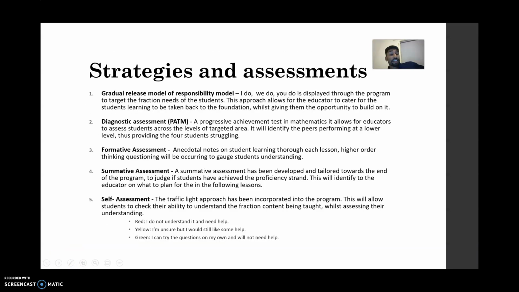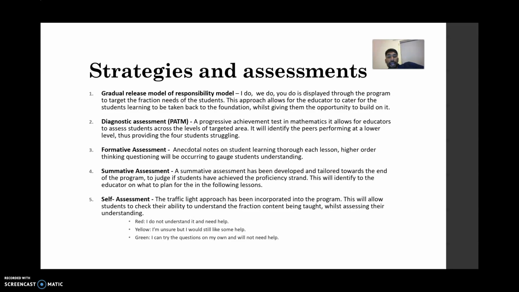Strategies and assessments that are found within this program. 1, gradual release model of responsibility, I do, we do, you do, is displayed throughout the program to target the fraction needs of the students. This approach allows for the educator to cater for the students' learning to be taken back to the foundation, whilst giving them the opportunity to continue to build on their current knowledge. 2, diagnostic assessment, a progressive achievement in mathematics that allows for educators to assess students across levels of targeted area. It will identify the peers performing at a lower level, thus providing the 4 students struggling.